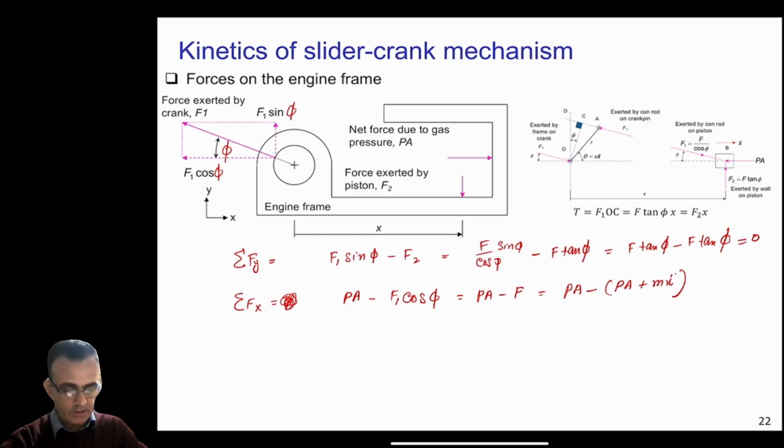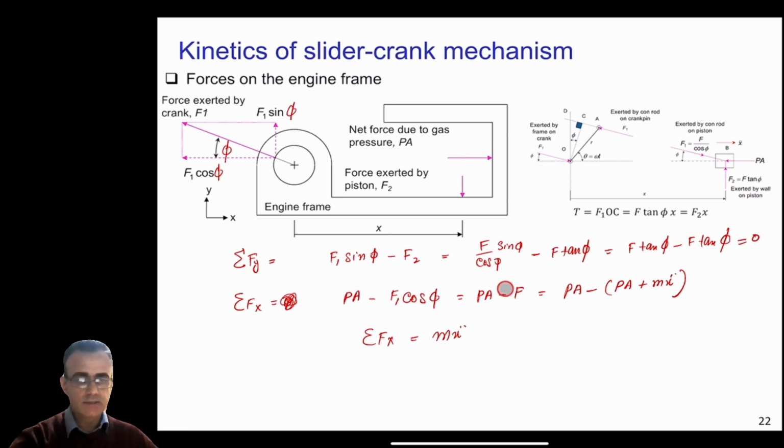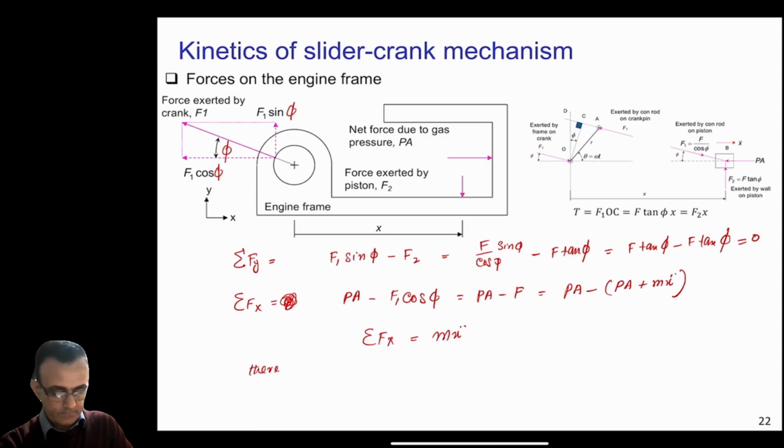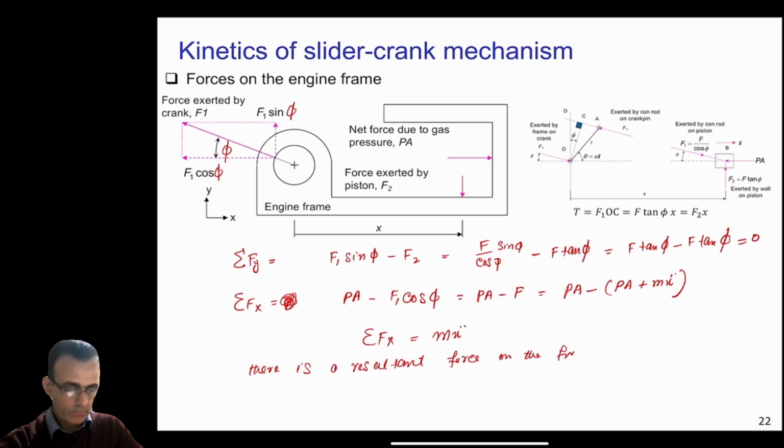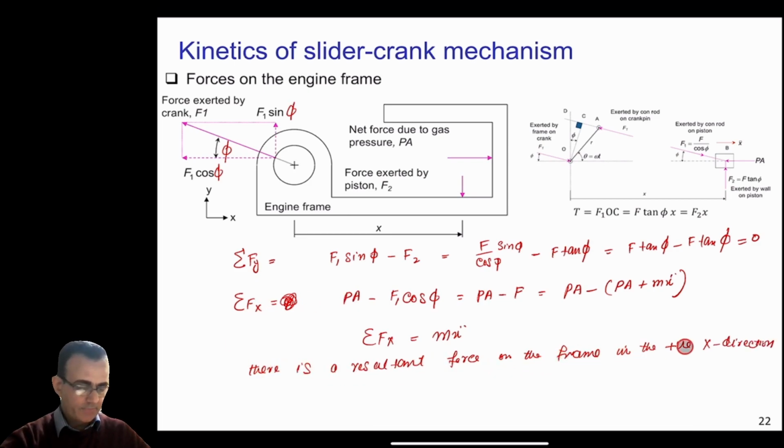So from here, what we calculate is that summation of all the forces on the engine frame in x direction is just mx double dot. So there is a resultant force on the frame in the positive x direction, because this is positive. So there is a resultant force on the frame in the positive x direction.